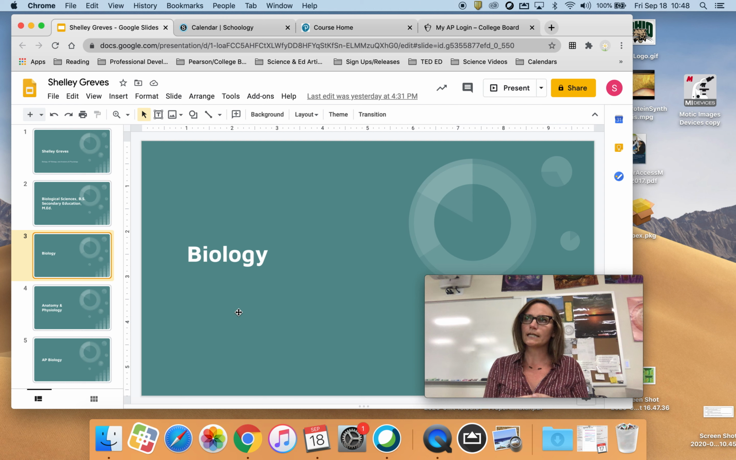Our goal is to get common knowledge to all of our students so that they can operate in society, like they can understand when a doctor is talking to them about something, or they can read a newspaper article about something about science and have a decent understanding of it. So we have content, and then we also work on scientific process, of course.